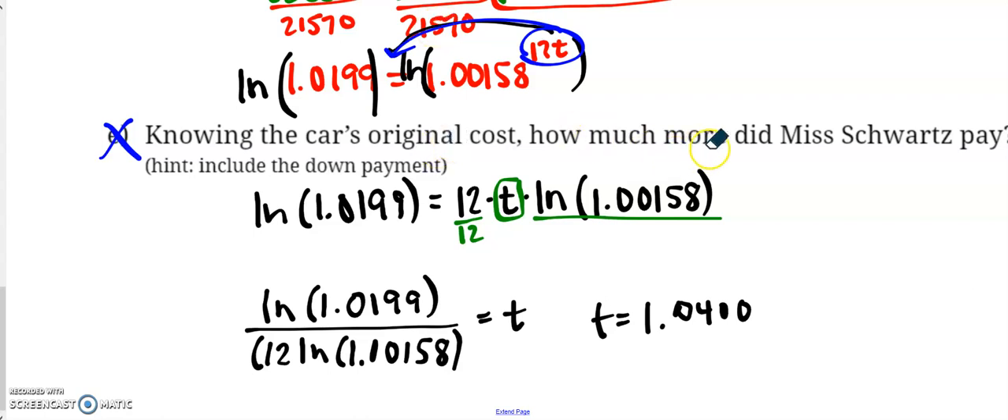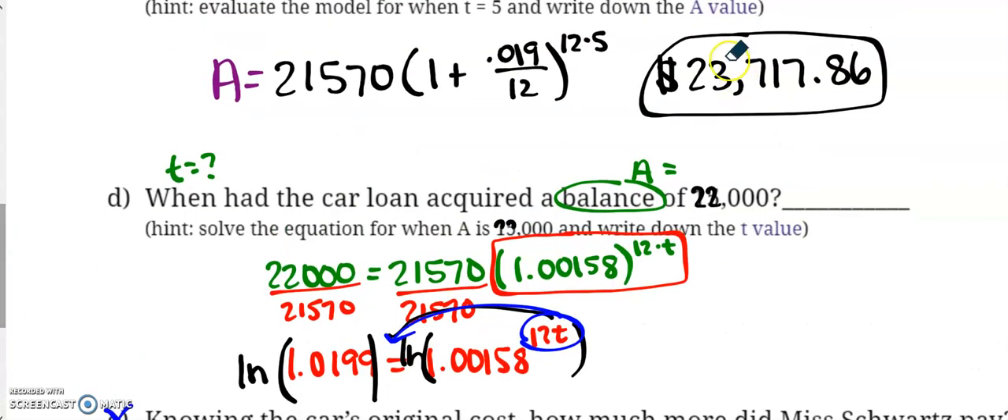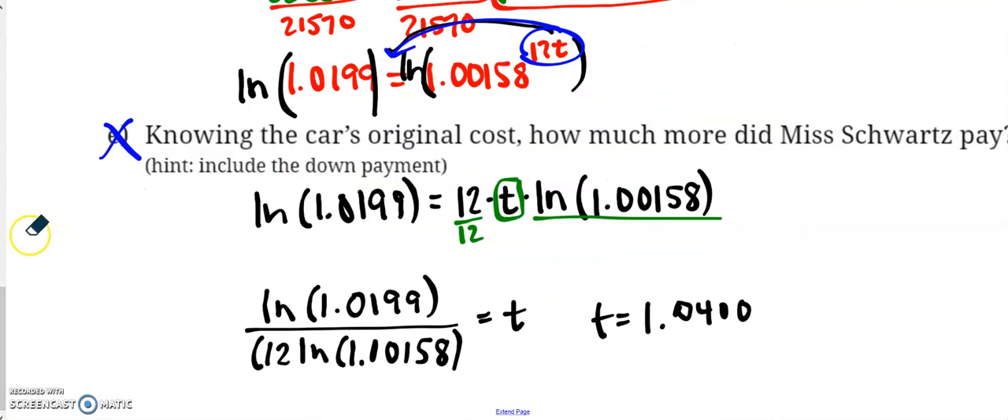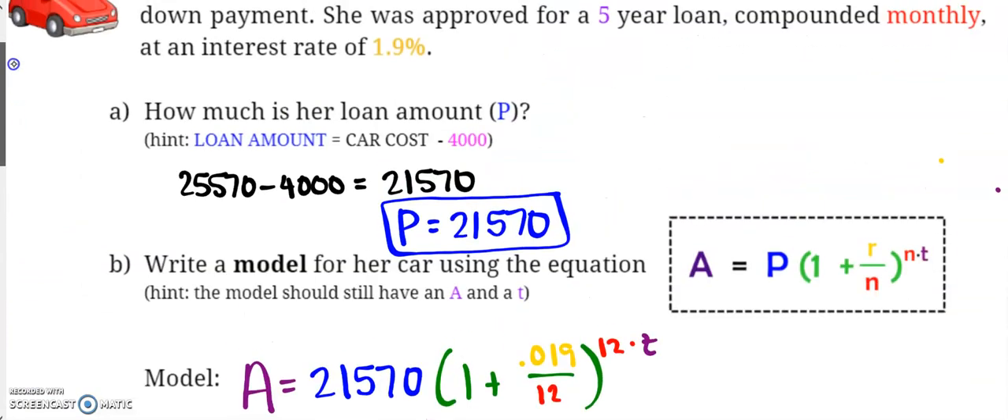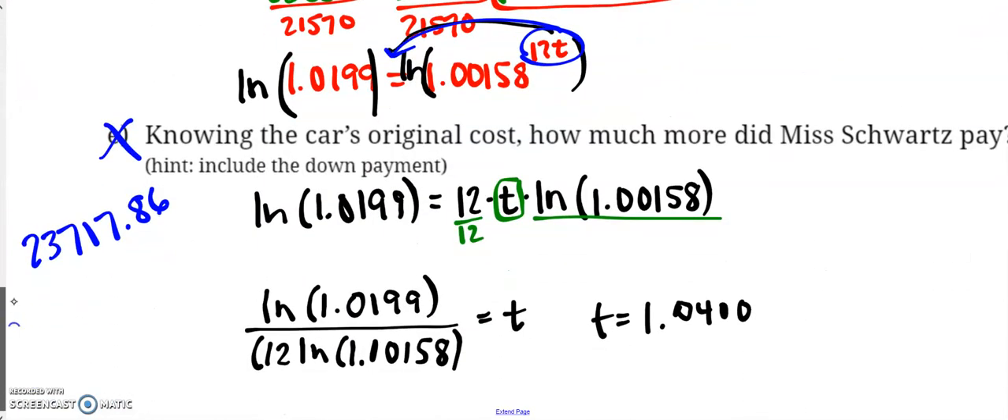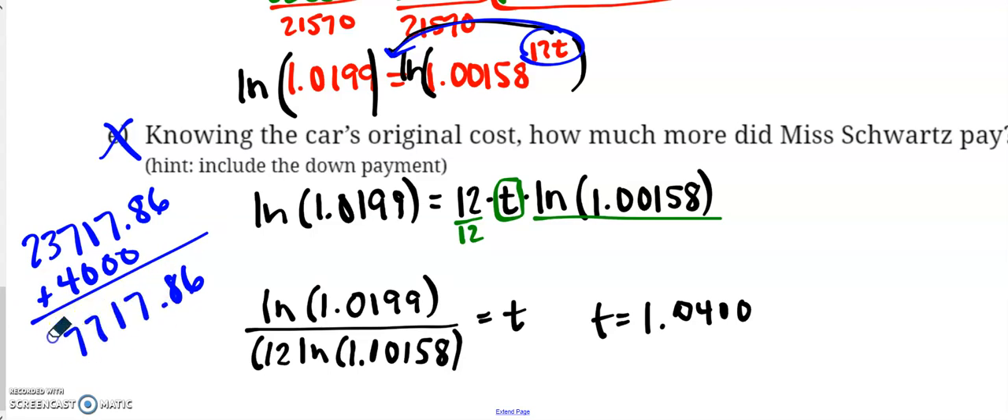All right, so knowing the car's original cost, how much more did Ms. Schwartz pay? It says, hint, include the down payment. Well, from up here, my loan ended up being $23,717.86. But then if you remember, I had a down payment of $4,000. So I'm going to add that $4,000 to this. So I get 1,772. So I ended up paying $27,000, almost $28,000 really, for a car that was only supposed to cost $25,000.